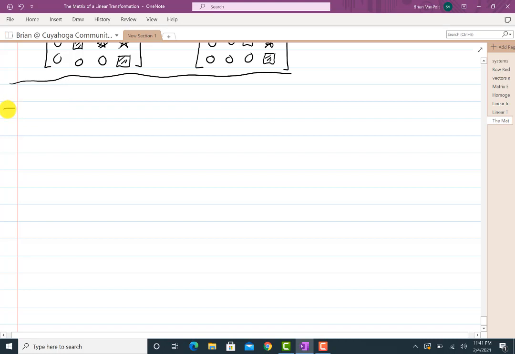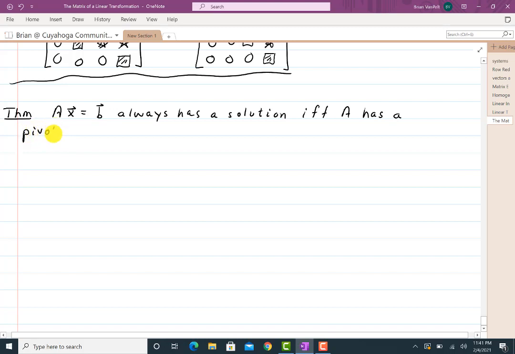So this theorem goes like this. AX equals B always has a solution if and only if A has a pivot in every row. And it's a dreaded if and only if situation, of course. So let me go ahead in the forward direction.